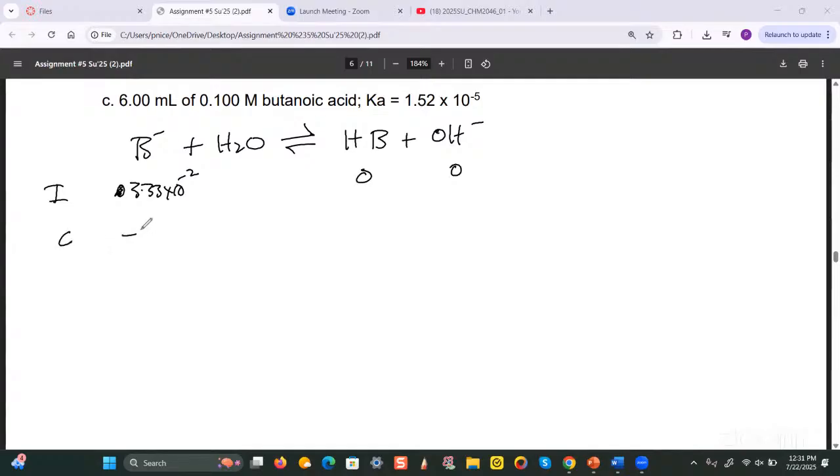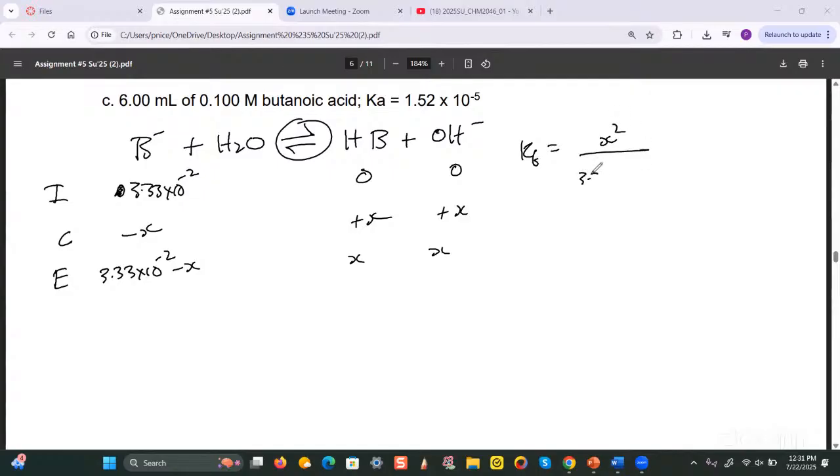The change is minus X here, plus X here, plus X, because it's a weak base. It's an equilibrium, so it won't go to completion. We don't know what X is, so we're just going to use X as the amount of B minus that reacts, right? So at equilibrium, you're going to have 3.33 times 10 to the minus 2 minus X. Here you're going to have X, here you're going to have X, and then Kb will be equal to X squared over 3.33 times 10 to the minus 2 minus X.